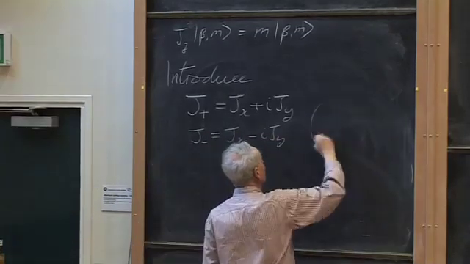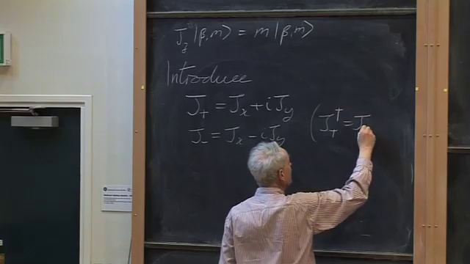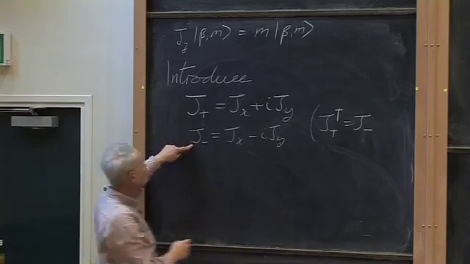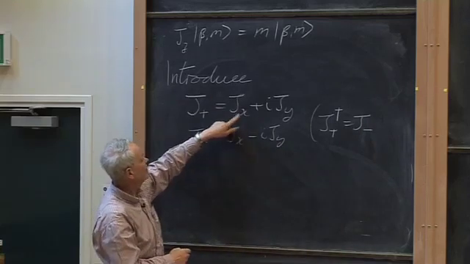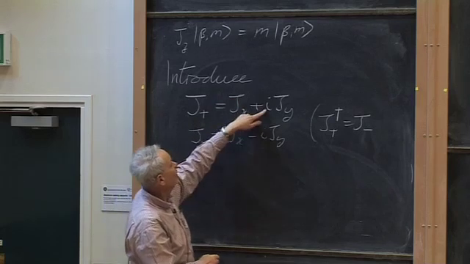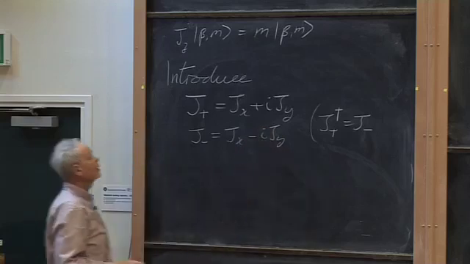And we also have that J plus dagger is equal to J minus, all right? So this thing here is the Hermitian adjoint of that thing there, because if you take the dagger of this equation, this dagger goes into this because it's an observable, that goes to minus i, and this goes into this. So these are tools of the trade.